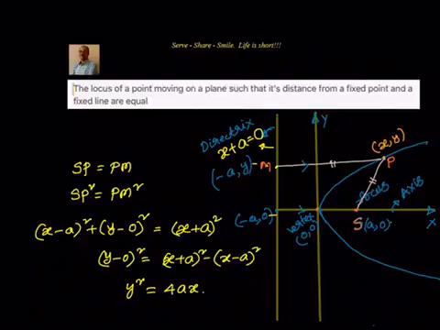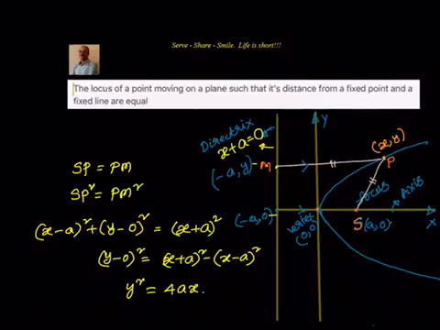So since it is a horizontal line, the distance between them is nothing but the square root of (x plus a) whole square plus (y minus y) whole square, which is nothing but 0 only. So x plus a is PM. PM square is (x plus a) whole square. SP square is (x minus a) whole square plus (y minus 0) whole square. We simplify that, we get y square equal to 4ax.